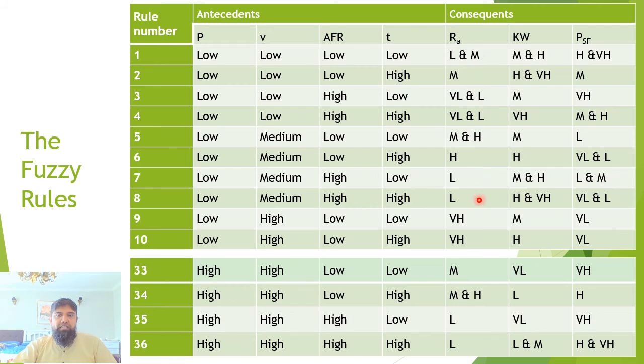Some consequents in the table are including these ampersand signs. This ampersand sign represents the intersection operator that returns the intersection of the two neighboring members of the fuzzy set.